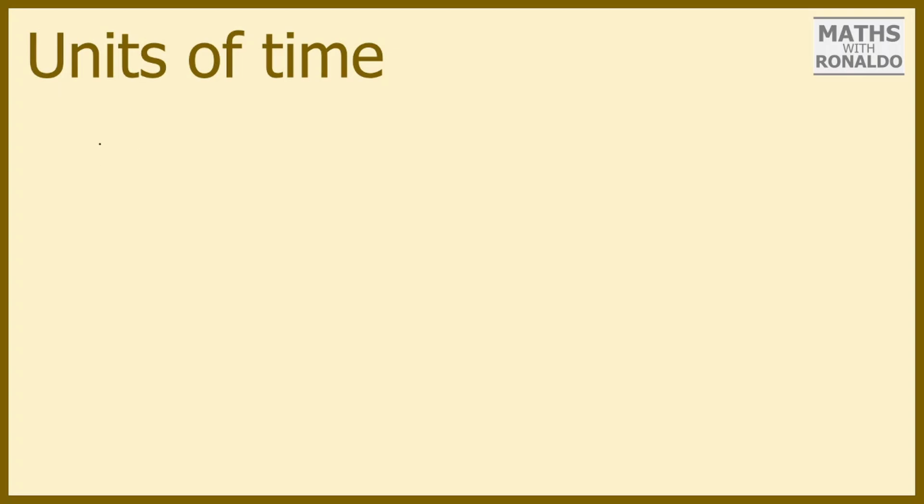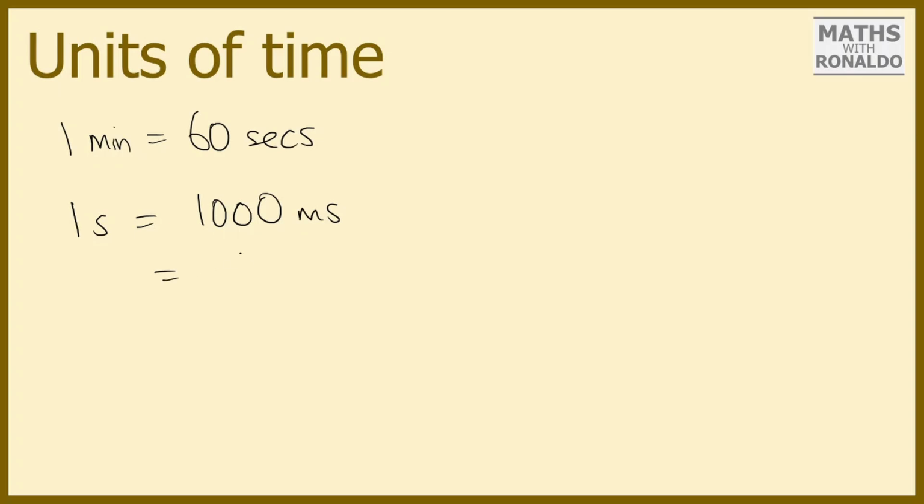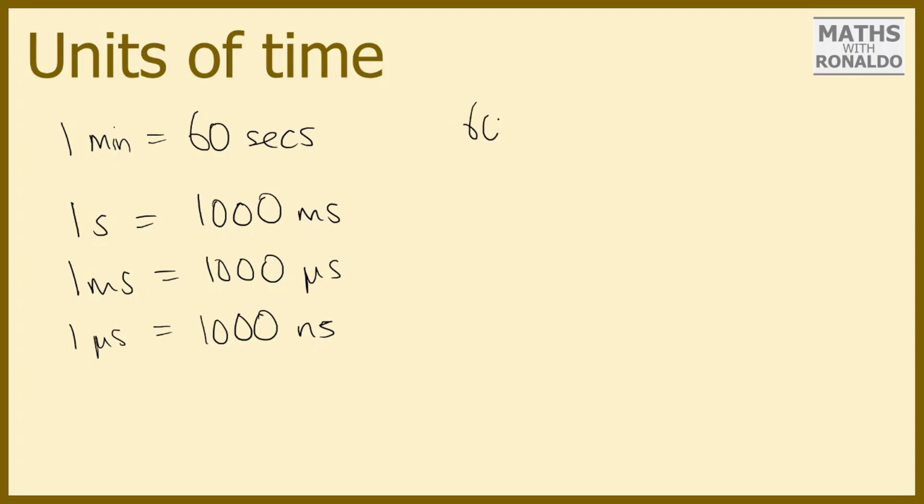Now we have time. First of all, we have a minute. 1 minute is equal to 60 seconds. And each second has 1,000 milliseconds. And each millisecond has 1,000 microseconds, and each microsecond has 1,000 nanoseconds. Furthermore, every 60 minutes make up 1 hour, and every 24 hours make up 1 day.